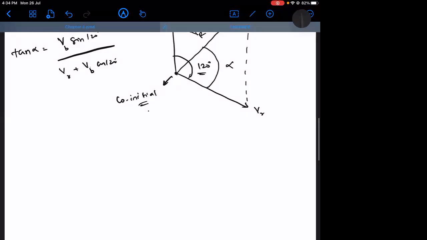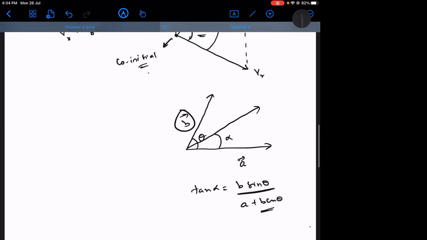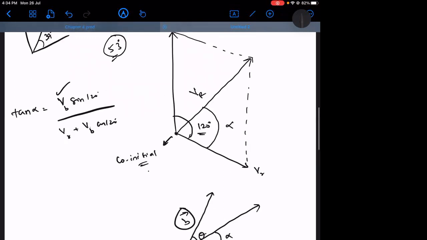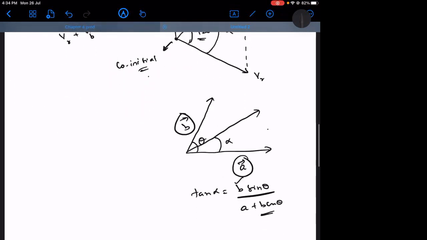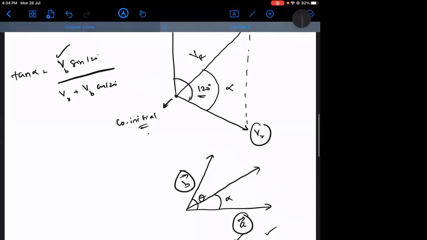See, this is the formula. These two are co-initial vectors. This is A vector, this is B vector. If I take this angle as theta, where theta is the angle between A and B, and I take this angle as alpha, then tan alpha will be equal to B sine theta divided by A plus B cos theta. Here, the role of B is taken by VB, the role of A is taken by VR, and the role of theta is taken by 120. So that is VB sine 120 divided by VR plus VB cos 120. Now is it clear?